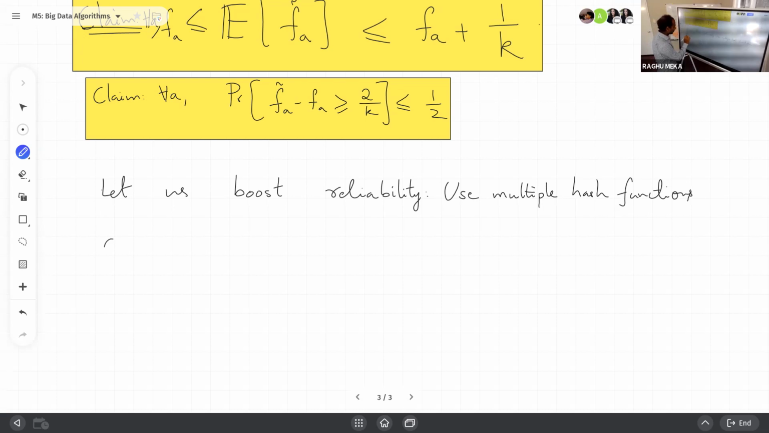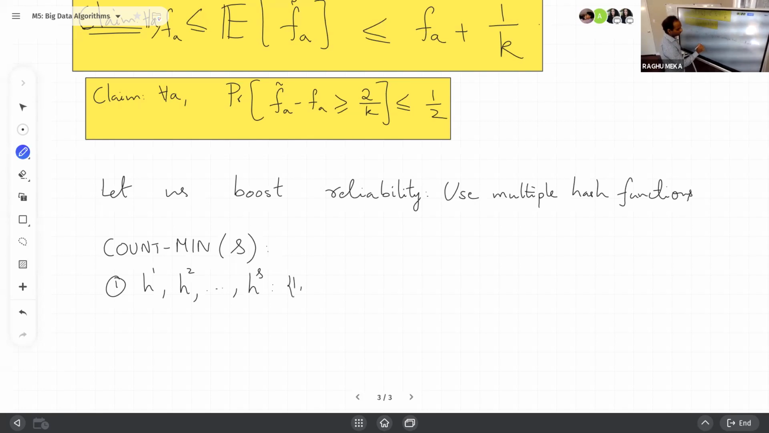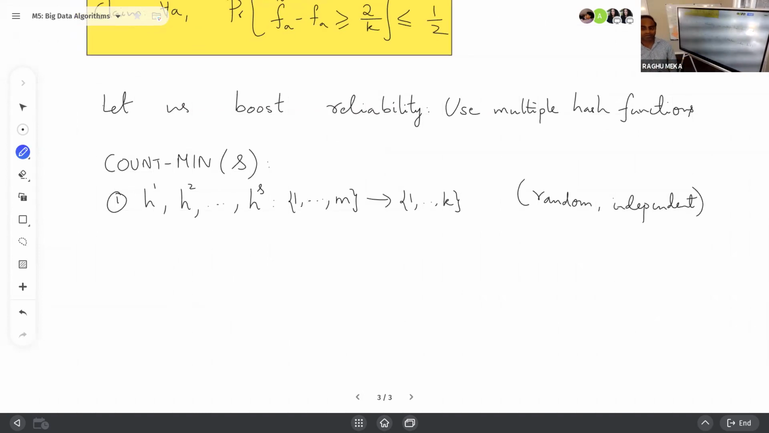So this is count-min sketch. S is a parameter which controls how many estimators I'm going to use. I first pick hash function h1, hash function h2, up to hash function hS. Each of them is randomly chosen, and they're completely independent of each other. It's a bit like using different dictionaries or something like that in any programming language.